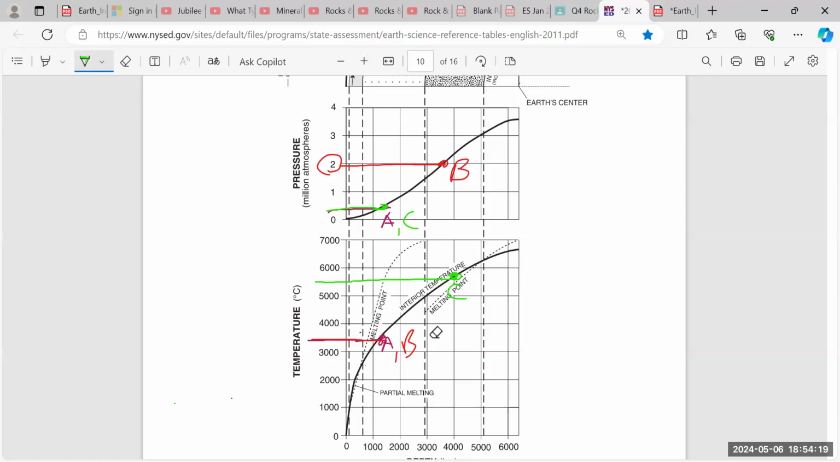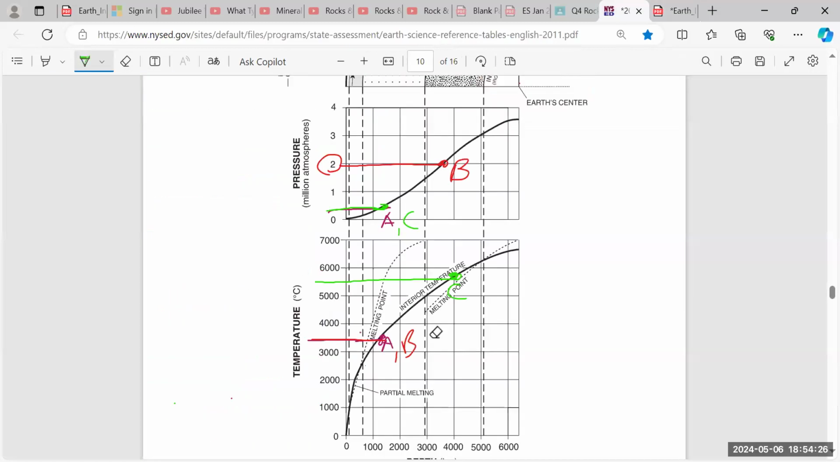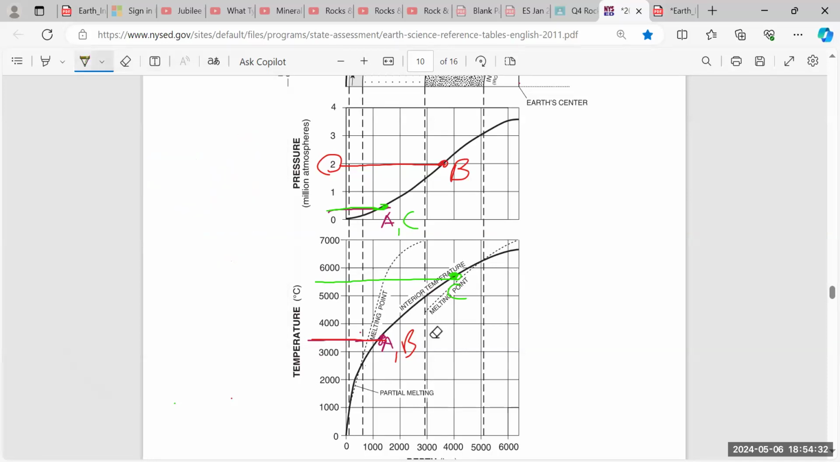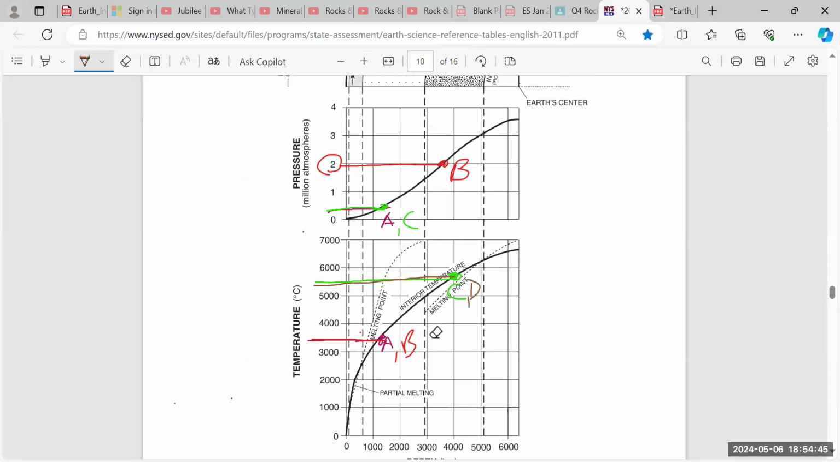And then last, we're going to do 5,500 degrees Celsius and 2 million atmospheres. And so let's color this brown, okay? 5,500 degrees Celsius right here, right? So it's the same as C, and I'm going to write D. And what did it say? 2 million atmospheres. So B and D.